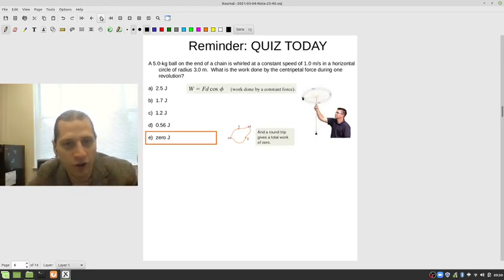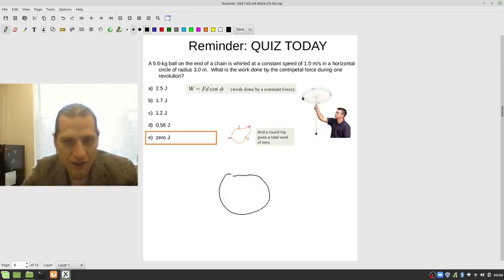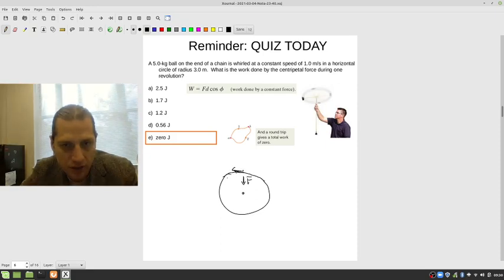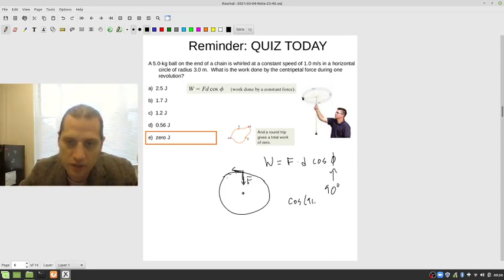0 joules. How do I know that the amount of work done is 0? Well, in this case, I'm looking at this from the top now, the force is always towards the center, and the displacement is always going tangent to the circle. So the angle here is always perpendicular. So the work, which is the force times the displacement times the cosine of the angle, the angle here is 90 degrees, and cosine of 90 degrees is 0. So that's one way to see it.